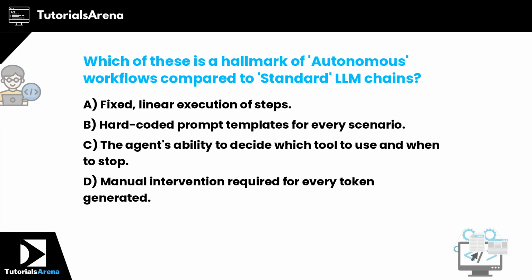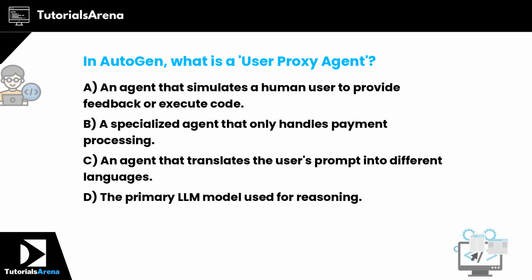Which of these is a hallmark of autonomous workflows compared to standard LLM chains? The correct answer is option C. The agent's ability to decide which tool to use and when to stop. In AutoGen, what is a user proxy agent? The correct answer is option A. An agent that simulates a human user to provide feedback or execute code.